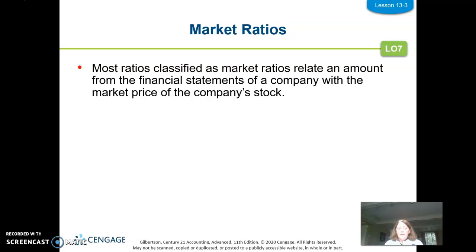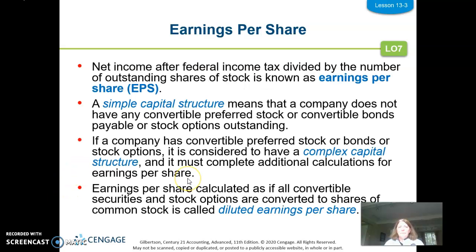Subjective from the fact that the market price can't be controlled by the company, so it makes it harder for them to improve or take actions to make this better, although they can indirectly. So first one we're going to look at is earnings per share, and this is a huge one that a lot of people utilize. So stockholders and management look at this number.